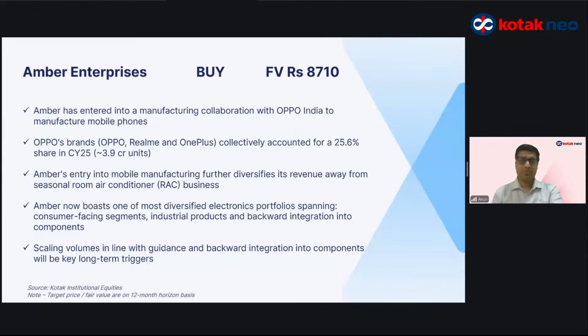So Amber at this point in time boasts one of the most diversified electronic portfolios. This includes consumer facing segments like the RAC, industrial products, and also backward integration into components. Scaling volumes in line with guidance and backward integration, we see this to be a long-term trigger for the company. We expect the company has good runway to grow from here in terms of earnings. We are positive on the company. We have a buy rating and a fair value of 8710. So that's on Amber. I hand over the call to my colleague.